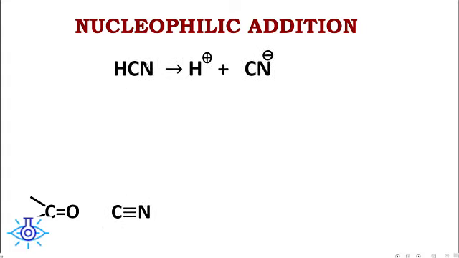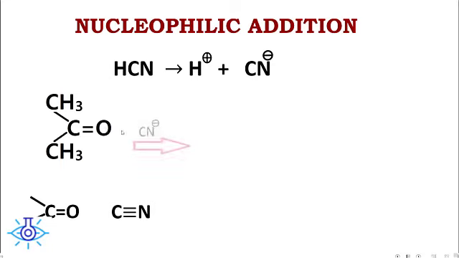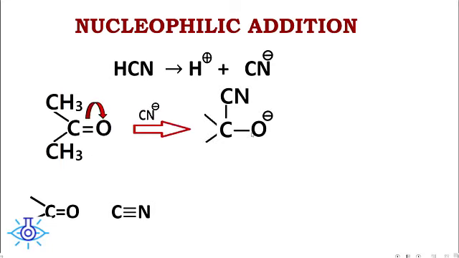Next, let us learn about nucleophilic addition. Addition of nucleophiles on carbonyl groups and cyano groups is called nucleophilic addition. So let us take a reagent HCN. HCN dissociates into H plus and CN minus. And CN minus, as it is a nucleophile, it is nucleus loving, so it goes and attaches to the carbonyl carbon, thereby forming an added compound like this.